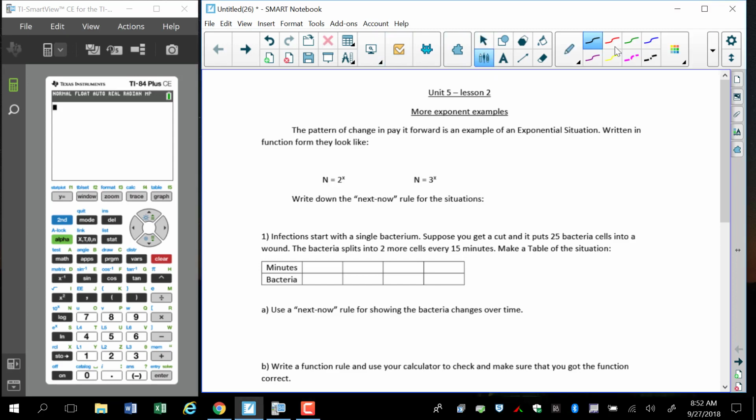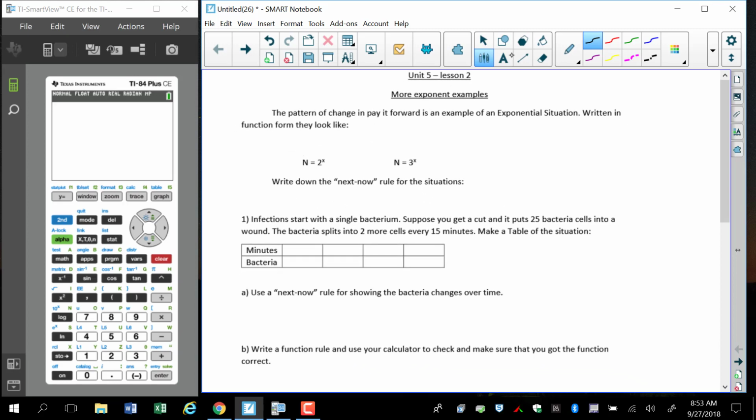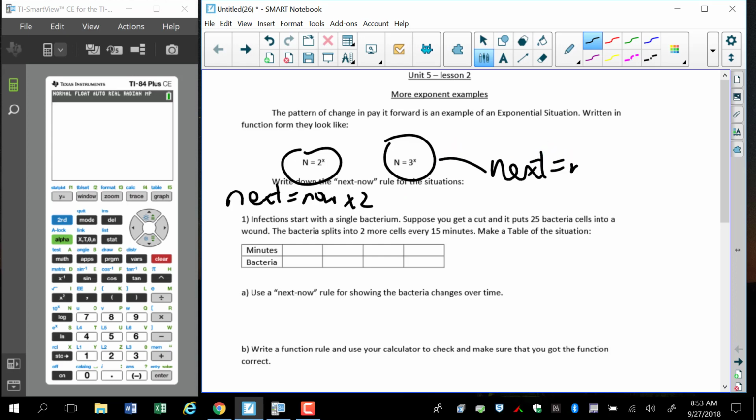So if you take a look at this first problem here, this is what we had in the pay it forward situation from the previous lesson. So if we look at this, 2x versus 3x, this is next equals now times 2, where this is next equals now times 3. Because this one's repeatedly multiplying by 2, this one's repeatedly multiplying by 3. But in both situations, everything you did in day one, we just started with one person doing the example.